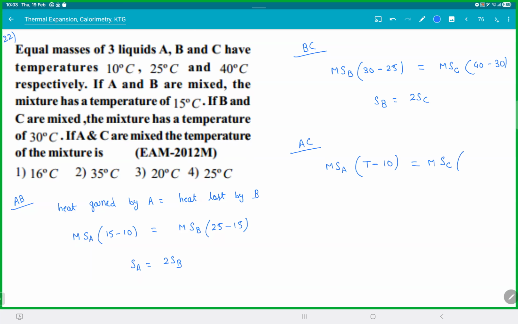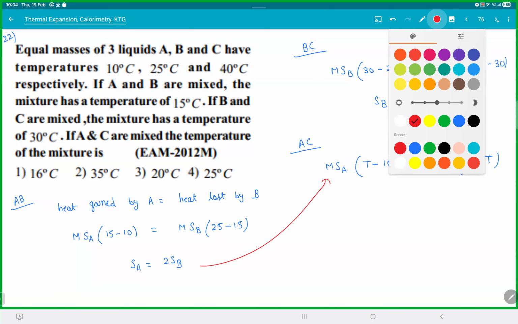This is SC and this is 40 minus T. See, the one who is gaining heat will have a final temperature more than initial. The one who is losing will have initial temperature more than final. You're done. So take SA from here, substitute here, take SC from here and substitute here.